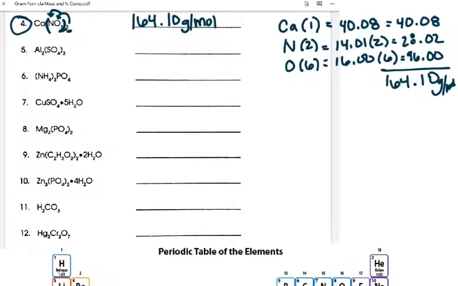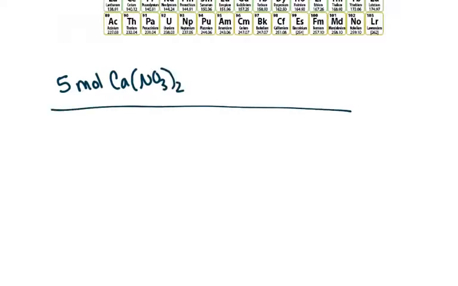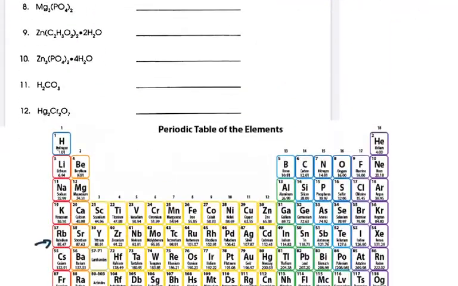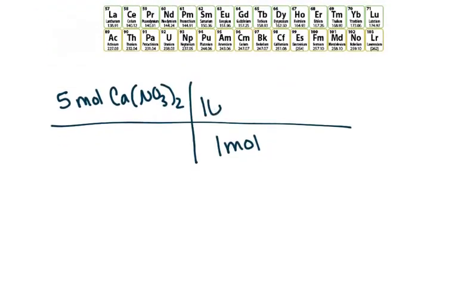Because we use molar mass as a conversion factor. Just as a side note, if I have 5 moles of calcium nitrate and I wanted to convert that into grams, I would say 1 mole equals 164.10 grams. So there is my grams per mole unit. And then I would multiply and get an answer.